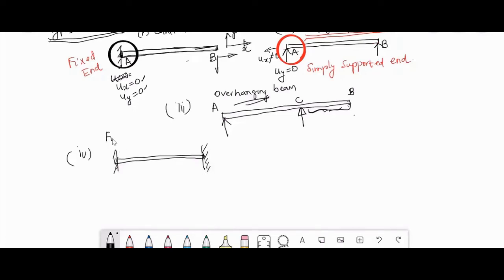So this beam is called a fixed beam. Both the ends are fixed. Okay, so this is a fixed beam.